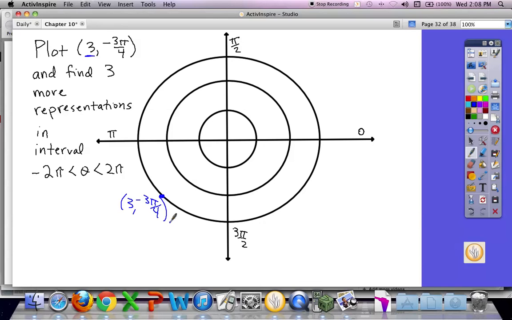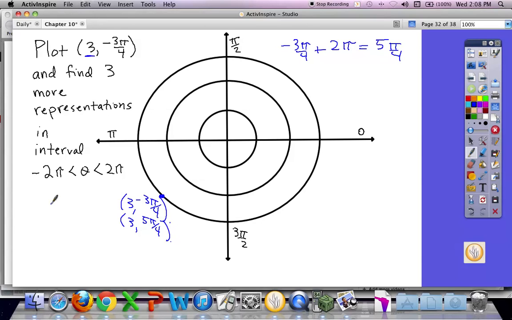Okay, really the question now is for the next representation of the same point, how do we find a coterminal angle? Add 2 pi, okay? As long as we stay within negative 2 pi to 2 pi. What is negative 3 pi over 4 plus 2 pi? Well, what do you get if I go around once? What do we call that angle? Five pi over 4. So there's our second representation of the same point, right? 3, 5 pi over 4.